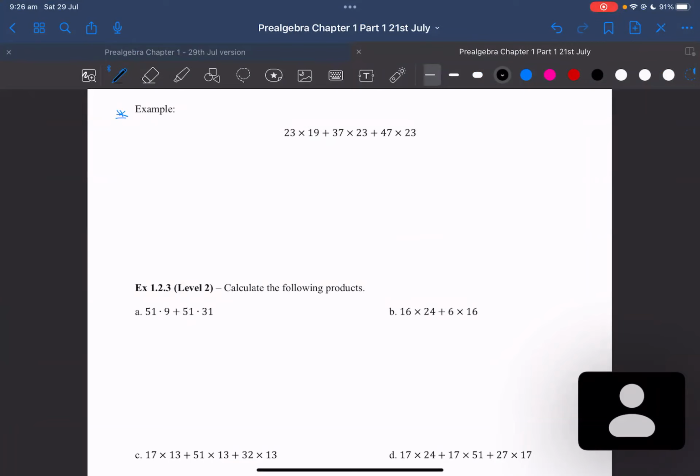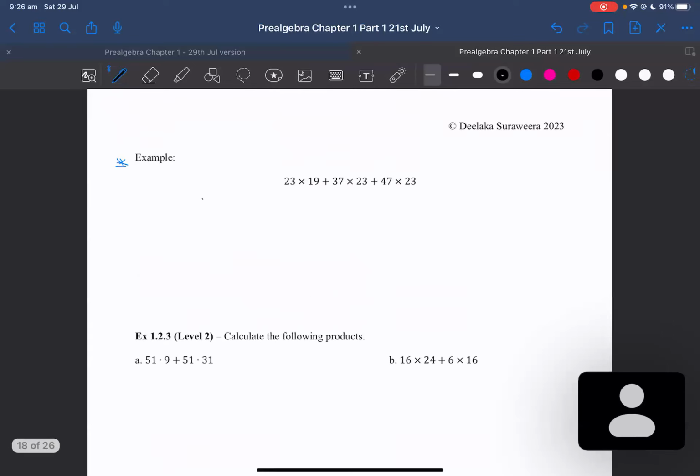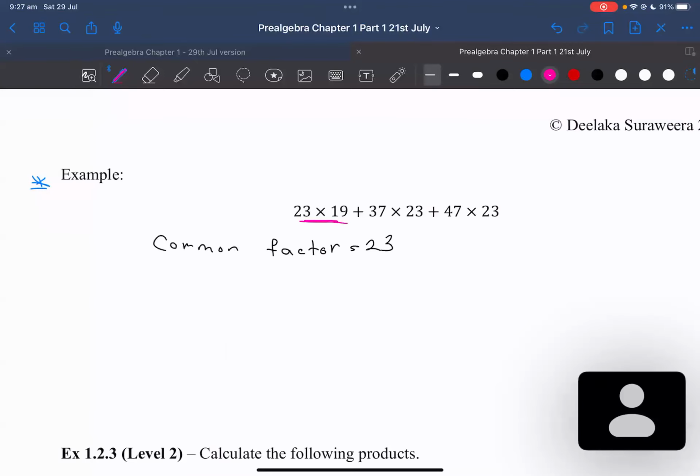Can I ask you guys what's the common factor here with all three numbers? 23. So maybe use that as a hint if you're not sure exactly what to do. In all the other terms, 23 is the number on the right, but in the first term, 23 is to the left. It's not 19 times 23, it's 23 times 19. Does that make a difference? No, right? Because the commutative property lets you switch them around whenever you want.